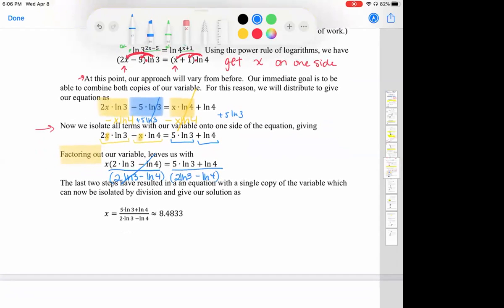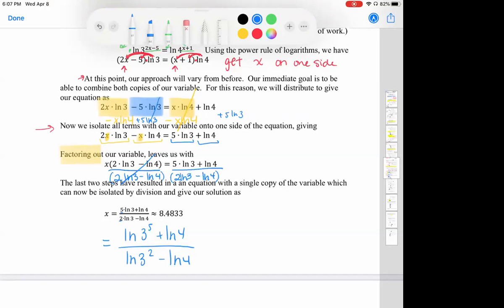All right, from there it becomes a calculator problem. We just punch it into our calculator. Now, if you'd like, before you punch it in, you can make it easier on yourself. You can type in ln of 3 to the 5th power plus ln of 4 over ln of 3 squared minus ln of 4. So you can move your exponents up, or you can just write multiply times in your calculator. It'll give you the same answer.